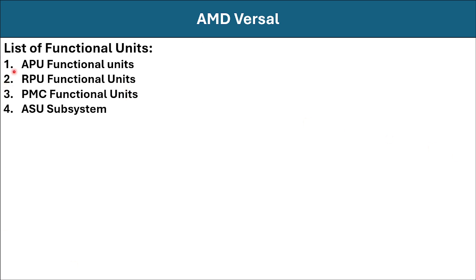So the main functional topics: APU functional units, RPU functional units, PMC functional units, and ACU subsystem. Above mentioned in previous slides. So firstly, we shall focus on this and make a little overview because these are the main functionalities inside this AMD Versal system on chip.